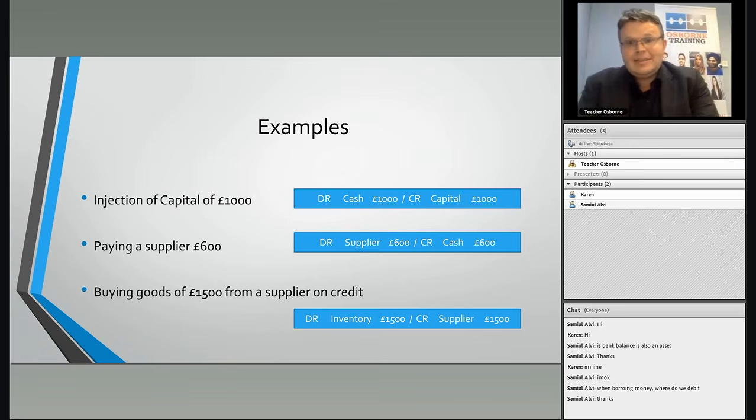Right? So let's take a look here at the entry. So we debit inventory because inventory is an asset, because that increases it by the £1,500 of the goods we have. But now we have the liability as well. So we have to credit the supplier with the £1,500 in order to have our double entry. So those are just three quick examples that we can take a look at. But are there any questions?